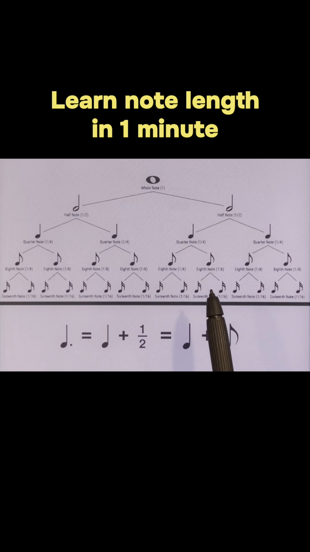And here's the easiest way to think about it. The smaller the note, the faster they usually move. Bigger notes equal longer sounds, smaller notes, shorter sounds. Now let's look at this bottom example because this confuses a lot of beginners.